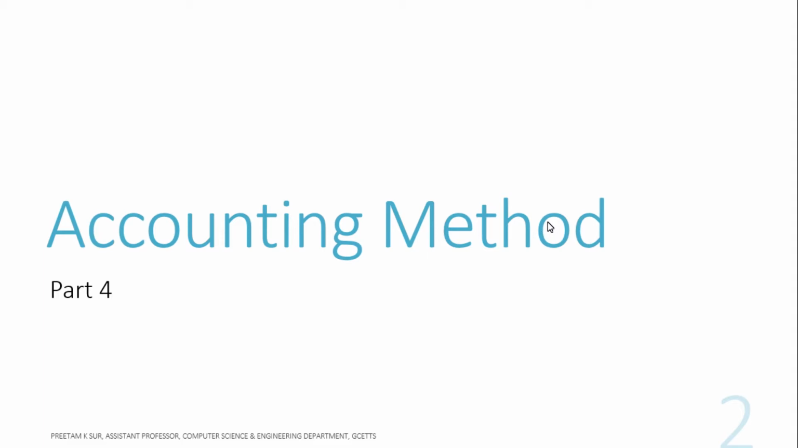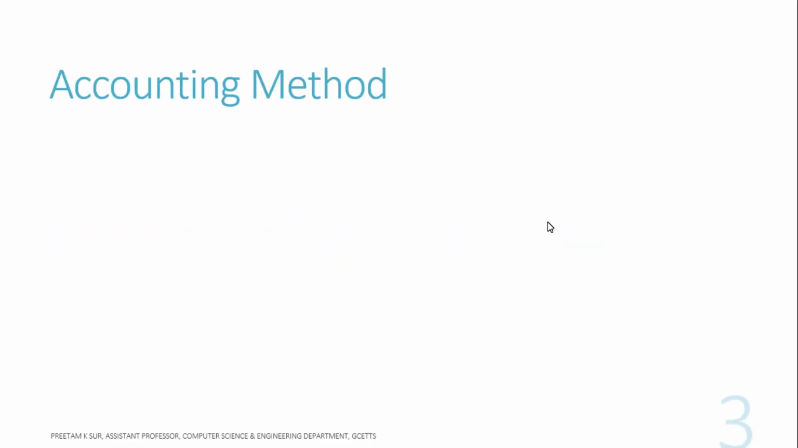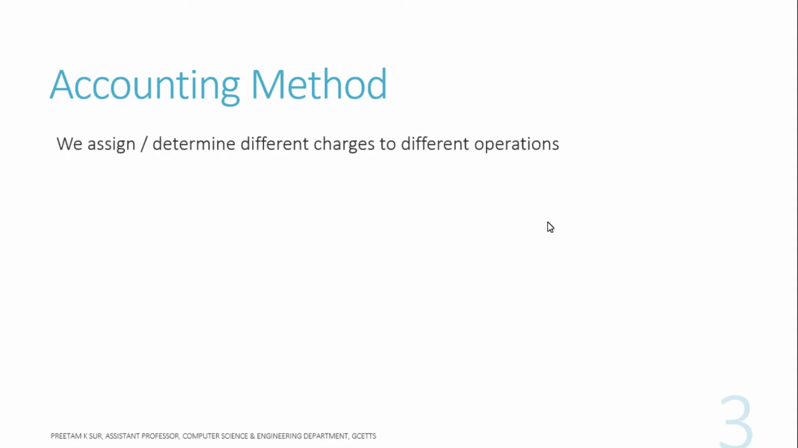So what is the accounting method, or how do we use this technique to perform amortized analysis? In the accounting method, we assign or determine different charges to different operations. Charge means cost, you can say. As I told you in the last lecture, we are going to explore all three techniques using the same two examples. The first one is stack operations, and the other one is the binary counter.